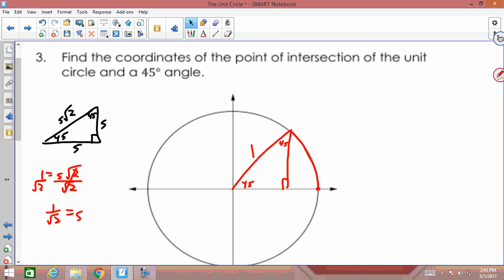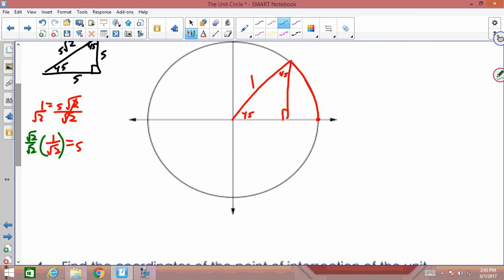But remember, when we did exponents, we have to rationalize this. So we're going to multiply by the square root of 2 over the square root of 2. Okay? And what I get is the square root of 2 over 2 is equal to s. So this is the square root of 2 over 2. This is also the square root of 2 over 2. This point is the square root of 2 over 2, comma, square root of 2 over 2.